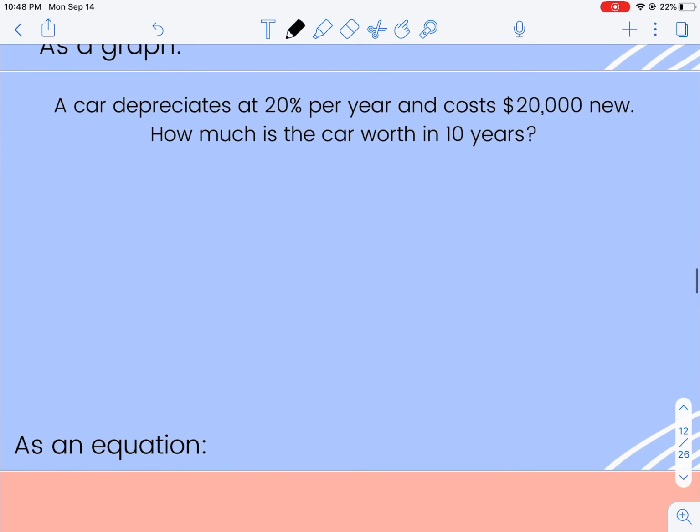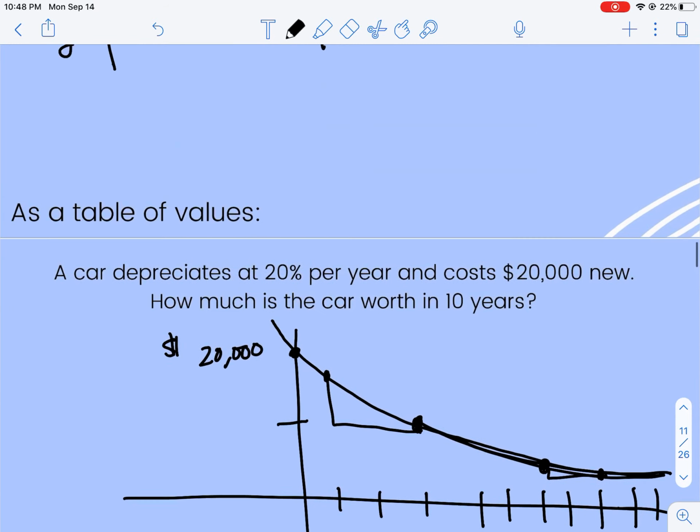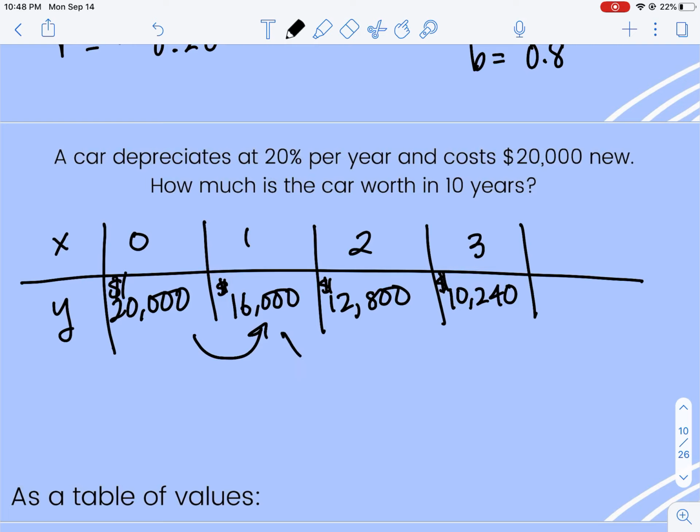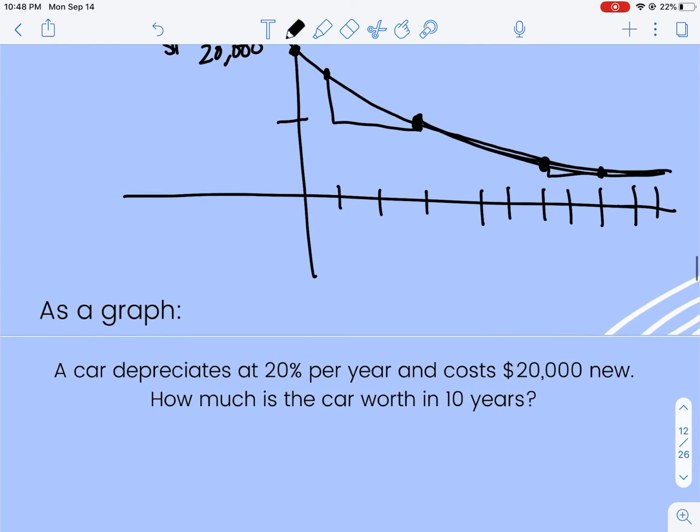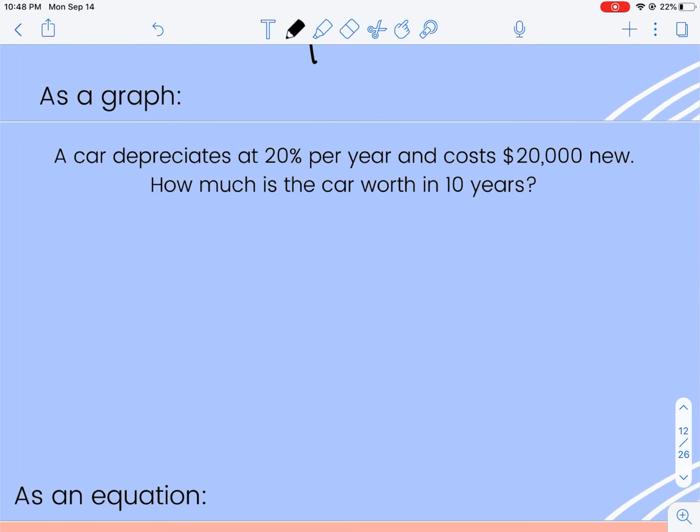All right, as an equation, do you notice that we have this repeated multiplication? Every time we take this number, we multiply it by 0.8, multiply it by 0.8, multiply it by 0.8, and we're repeating this over and over to get the next value. And so we can use an exponent. We can say this is y equals $20,000 times our decay factor, 0.8, to the x power.